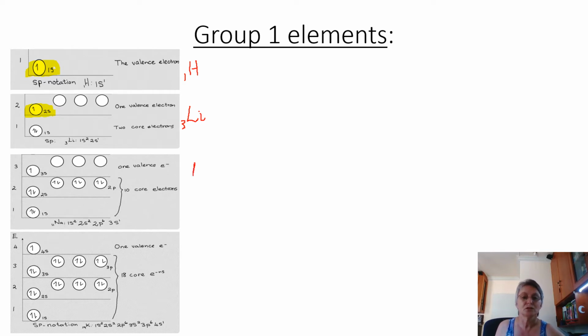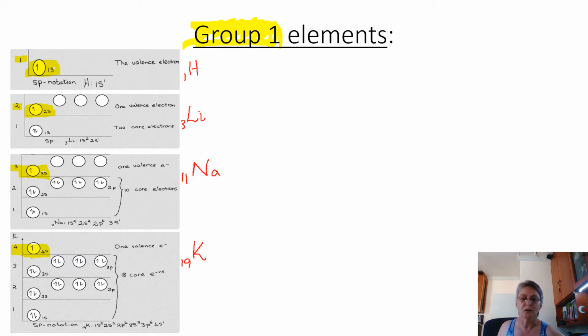Next element is sodium with 11 electrons, but sodium's got one valence electron in the 3s orbital. The last element we look at is potassium, and potassium's got 19 electrons, but it's got one electron in the 4s orbital. Now, what is the same in all the group 1 elements? Group 1 elements have one valence electron.